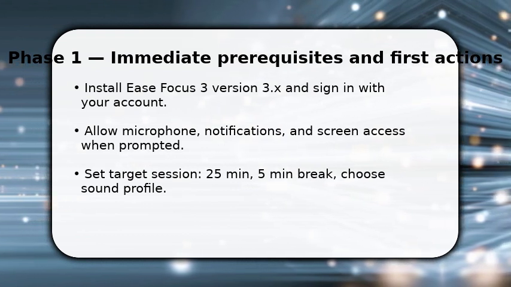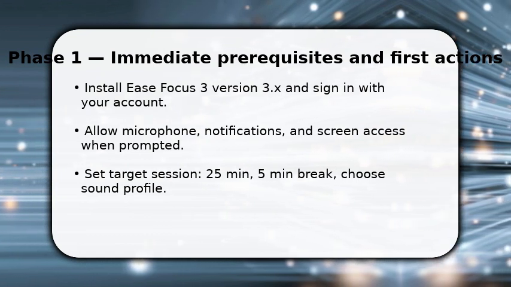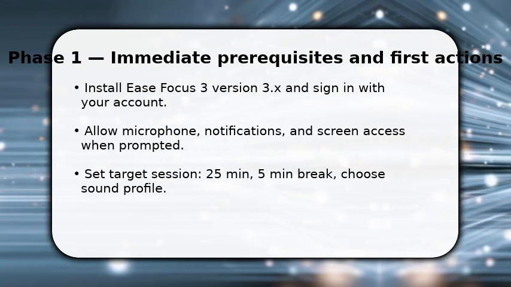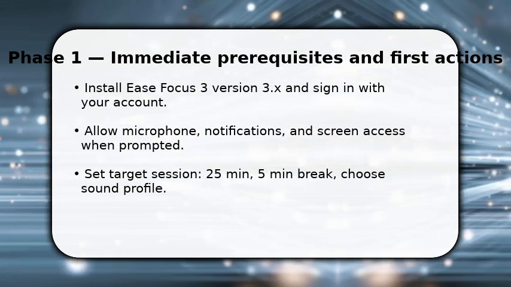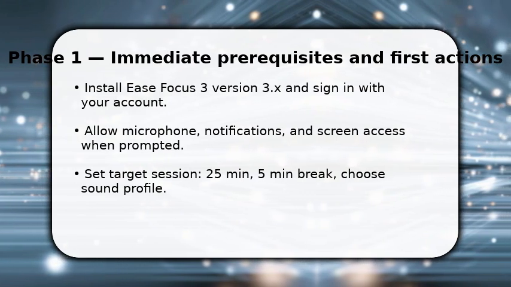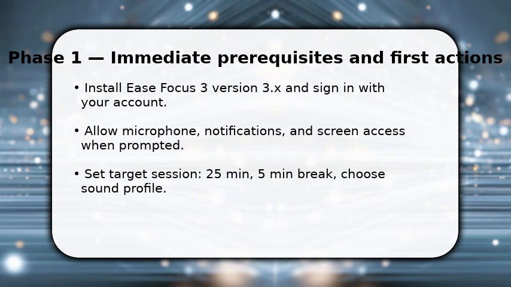Next, create a session profile, set duration to 25 minutes and break to 5 minutes, or adjust to your rhythm. Once done, pick a soundscape and enable focus mode. These steps start the timer and active blocking rules. Follow them now so the app can enforce your settings immediately.